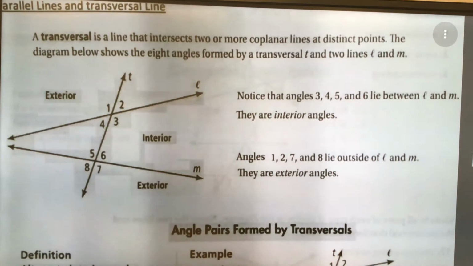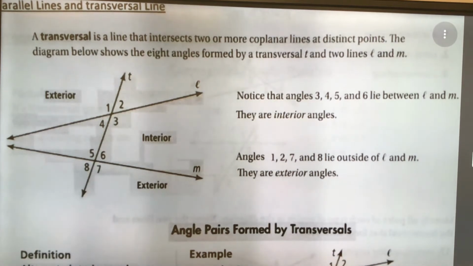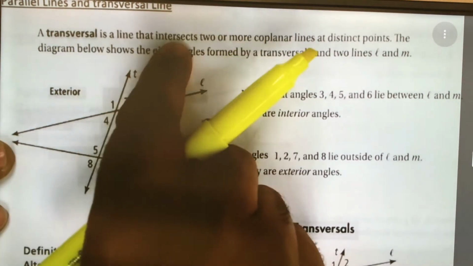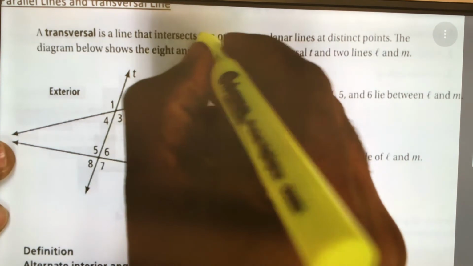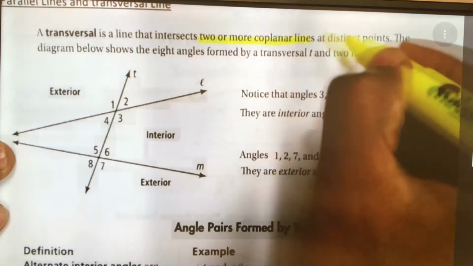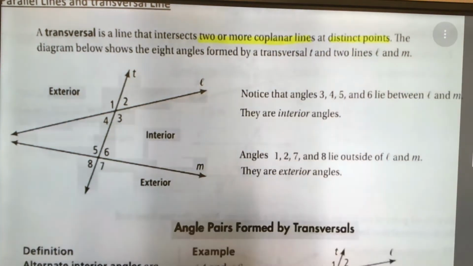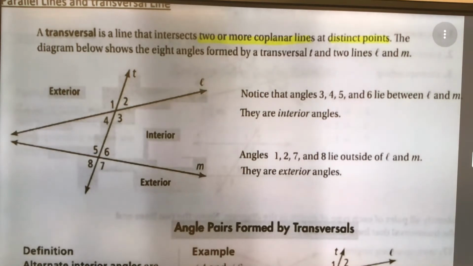transversal line. So what is meant by a transversal line? A transversal line means a line that intersects two or more coplanar lines at distinct points. So a transversal line is a line that cuts two or more lines at different points.